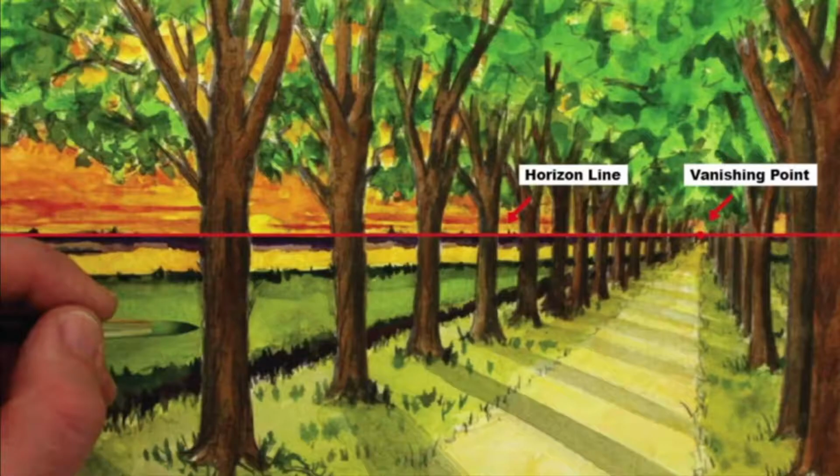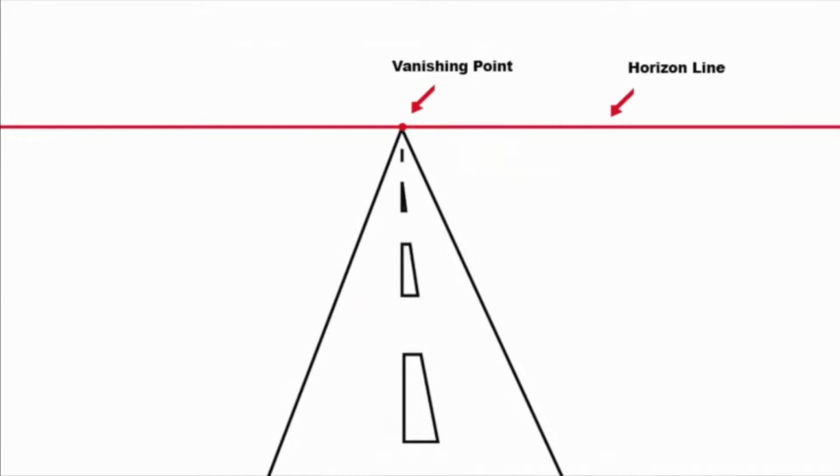Rule number two, if you have a visible horizon in your drawing, the vanishing point must be on the horizon, or the effect won't work. Your objects will appear to float away into the air, or they will dig into the ground. The vanishing point always needs to be on the horizon.